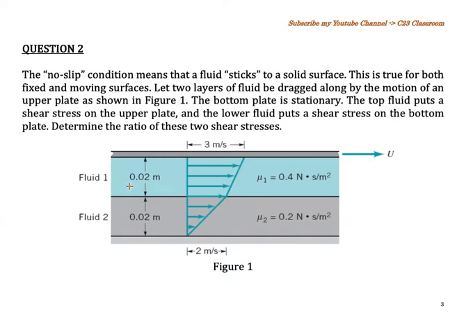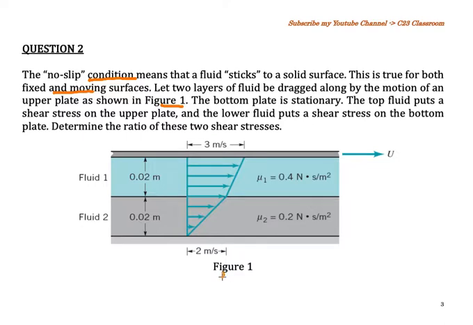This is question number 2. The no-slip condition means that a fluid sticks to a solid surface. This is true for both fixed and moving surfaces. Let two layers of fluid be dragged along by the motion of an upper plate as shown in figure 1.